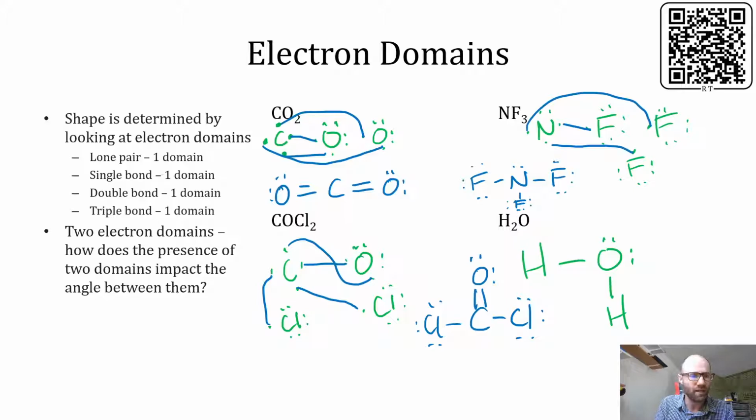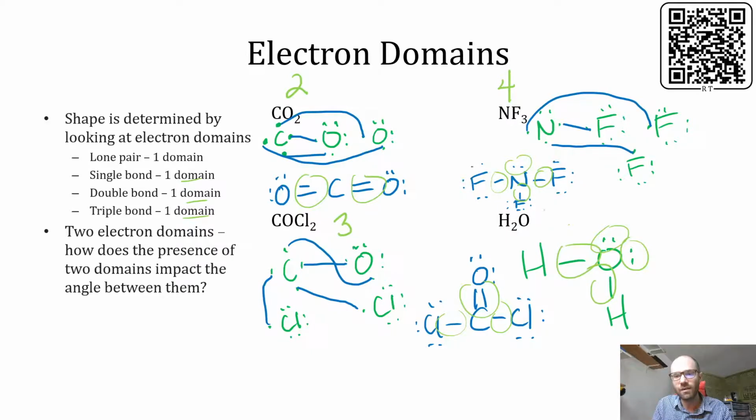In this case, let's count up. A single bond, a double bond, and a triple bond all count as one domain. So that's 1, 2. We have 2 electron domains. Here we've got 1, 2, 3, 4. Lone pairs and single bonds each count as a different domain. That's 4. For COCl2, we've got 1, 2, 3. No lone pairs. A double bond counts as 1. That's a total of 3 electron domains. And for water, similar to NF3, we've got 4.